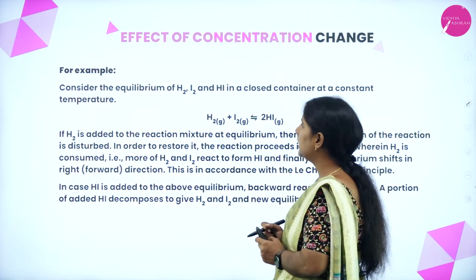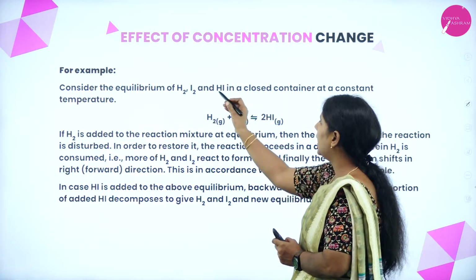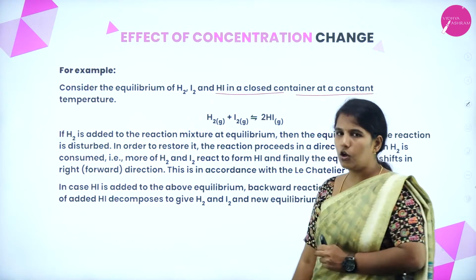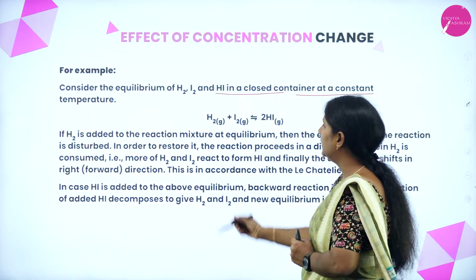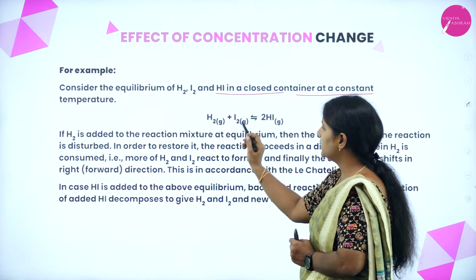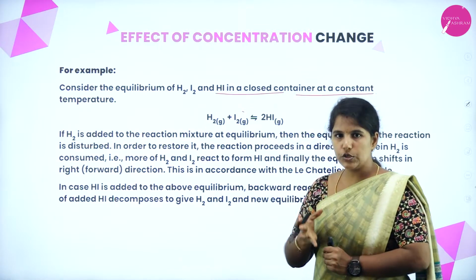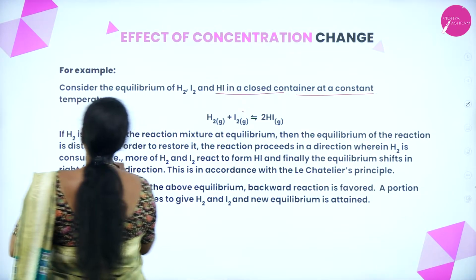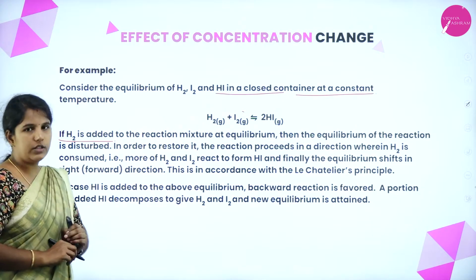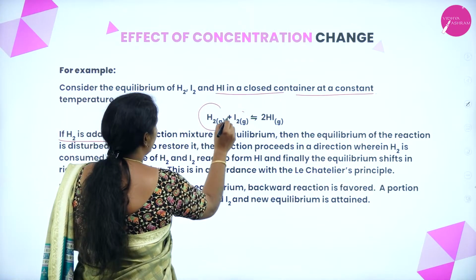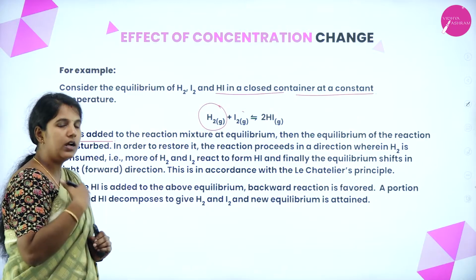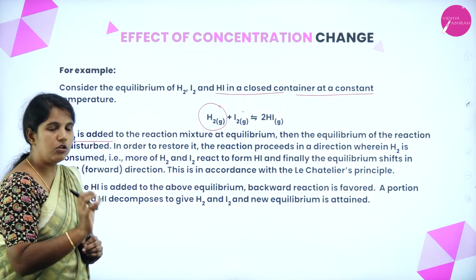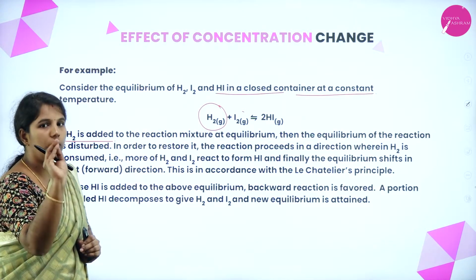Let us consider hydrogen, iodine and hydrogen iodide in a closed vessel, or a closed container, at a constant temperature. Now, you see that hydrogen and iodine, these two are my reactants, which combine together to form 2 hydrogen iodide. Correct, no? Now, what I'll do: if hydrogen is added to the reaction mixture, I am taking only one reactant, that is hydrogen. I add more to the equilibrated system. Now I am adding reactant H2 more to the system when the system is already at equilibrium.